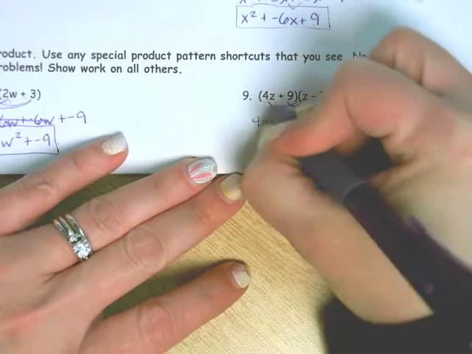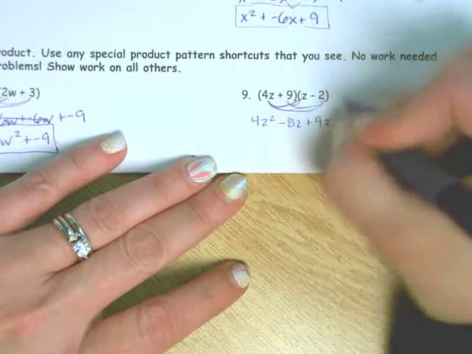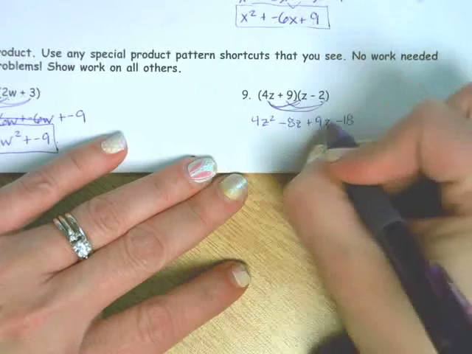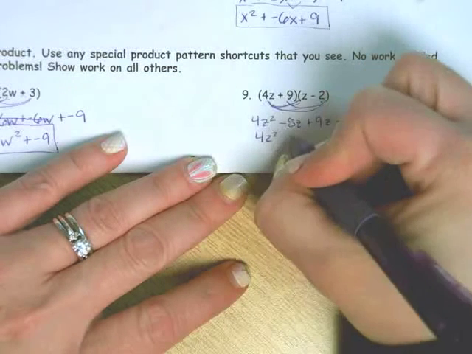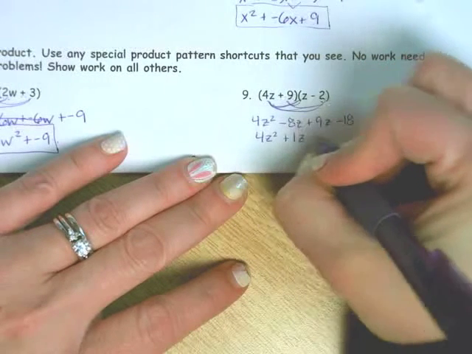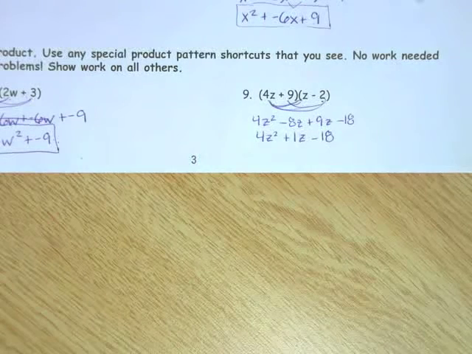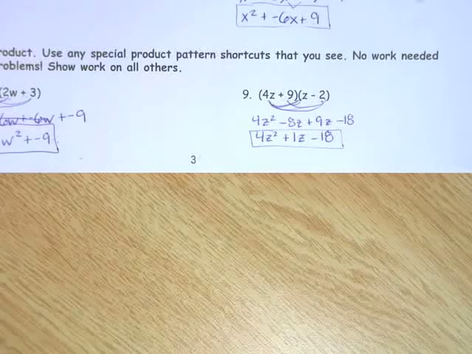4z squared minus 8z plus 9z minus 18. My z's, I tend to put little lines through them so they don't look like 2's. That's like a math z. And then it becomes plus 1z minus 18, or plus a negative 18 at the end. And that would be our product when we multiply those.